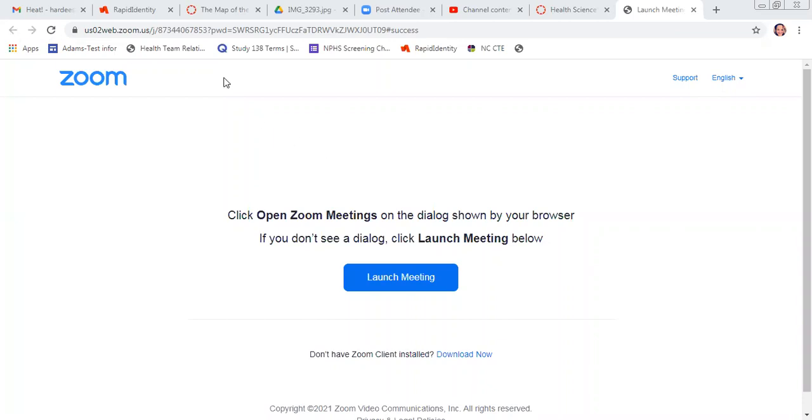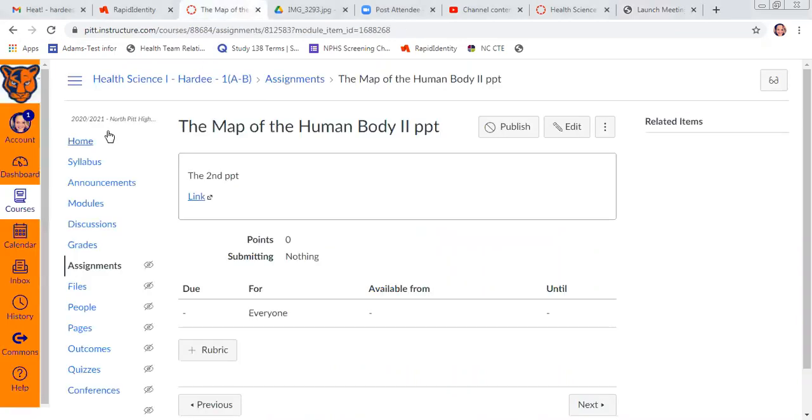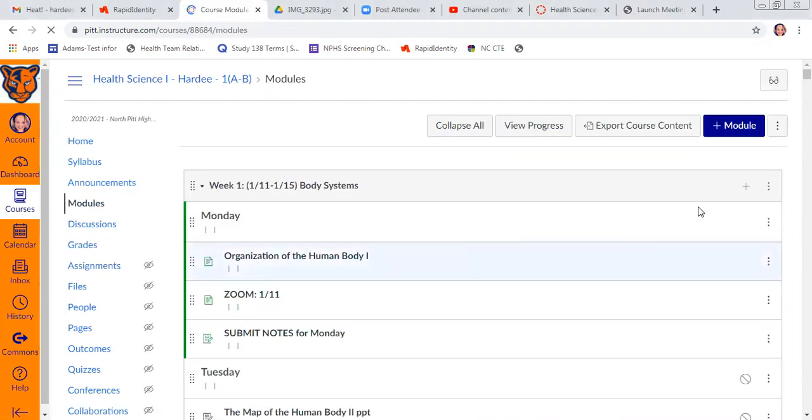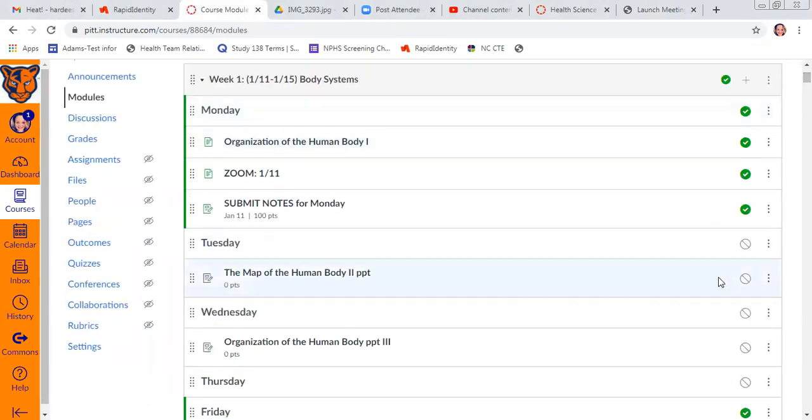So you see my Zoom screen, and here we are where I just clicked under modules and then under Tuesday. So I'm going to go ahead and activate these for you guys so you can see them. You see yesterday we did Organization of the Human Body 1. I posted a fun Zoom and then you had your notes.